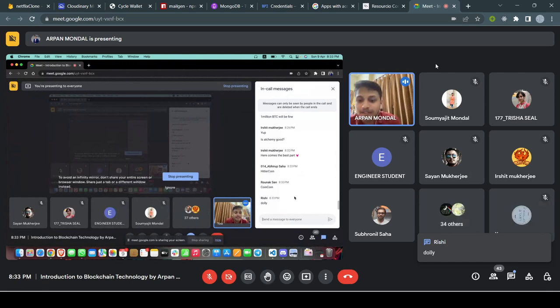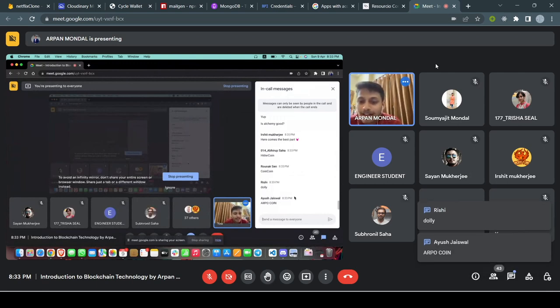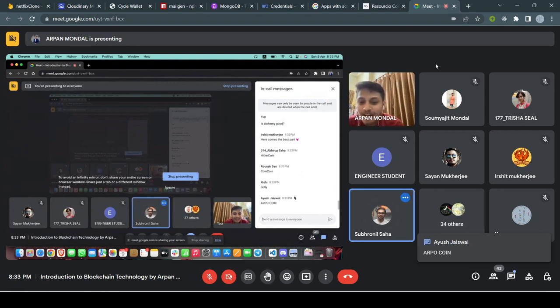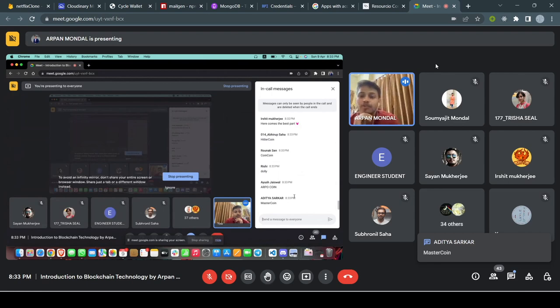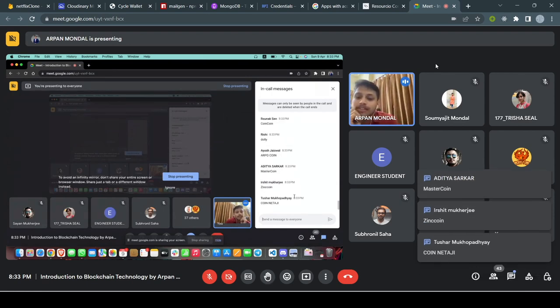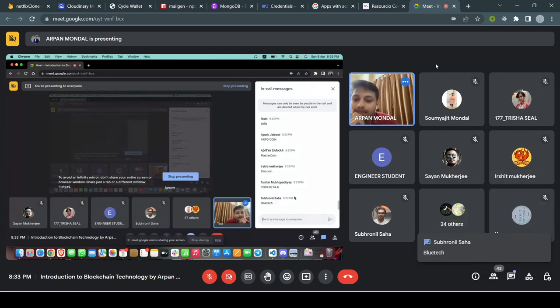Okay, Hitler coin is a good name. Dolly. Okay, fine. Orpo coin. Blue tech. Okay, just write in the chat. We're going to do some upvotes for the best coin. Master coin, that's a good name. Zinc coin. Coin Netaji, my God. Coin Netaji, yes. We can implement that. Blue tech.